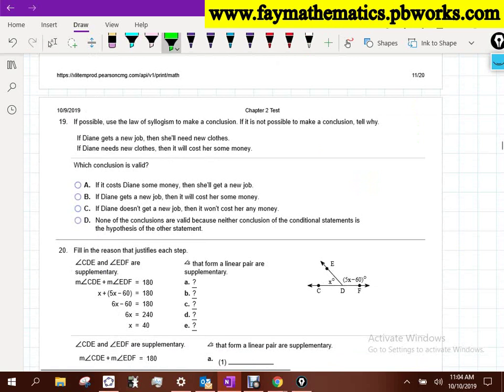Here's the law of syllogism. So if Diane gets a new job, then she will need new clothes. If Diane needs new clothes, then it'll cost her money. So the idea of the law of syllogism is that a hypothesis and a conclusion need to match. So here, this conclusion matches that hypothesis.